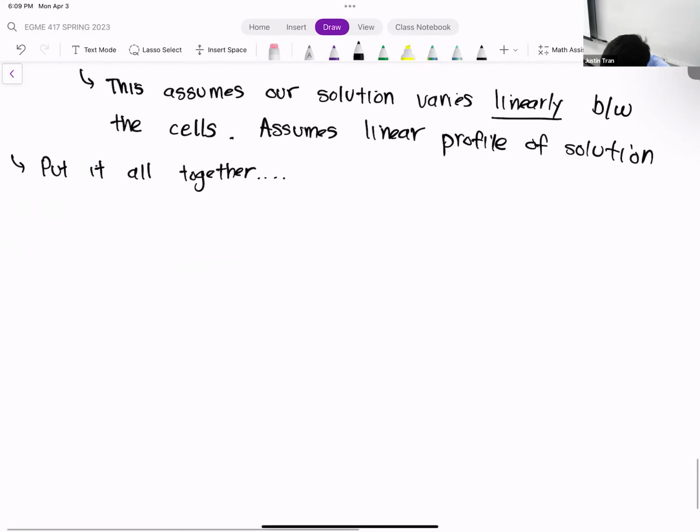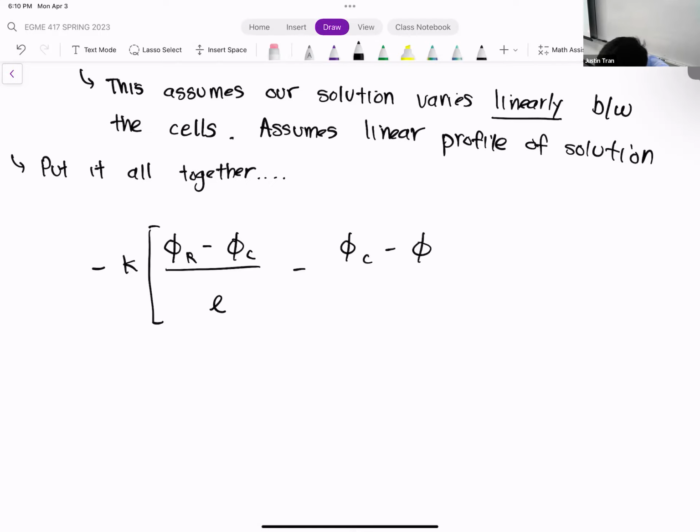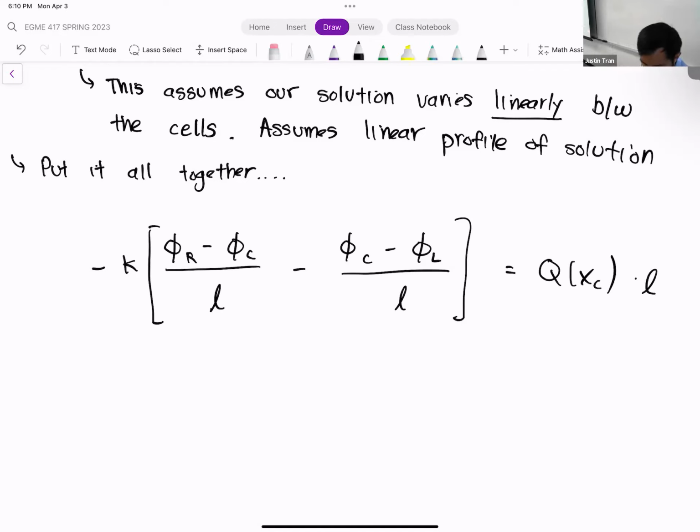If we put it all together, on the left-hand side we have minus k, and inside here we have our derivative terms. First we have phi sub R minus phi sub c divided by L, minus phi sub c minus phi sub L divided by little l. And this is equal to our trapezoidal rule, q of x sub c times L.